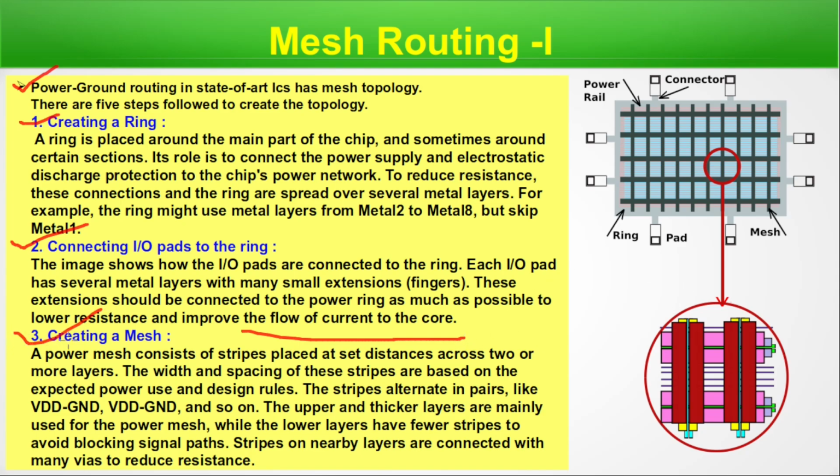Now, creating the mesh. A power mesh consists of stripes placed at set distances across 2 or more layers. The width and spacing of these stripes are based on the expected power use and design rules. The stripes alternate in pairs like VDD, ground, and so on. The upper and thicker layers are mainly used for the power mesh, while the lower layers have fewer stripes to avoid blocking signal paths. Stripes on nearby layers are connected with many vias to reduce resistance.